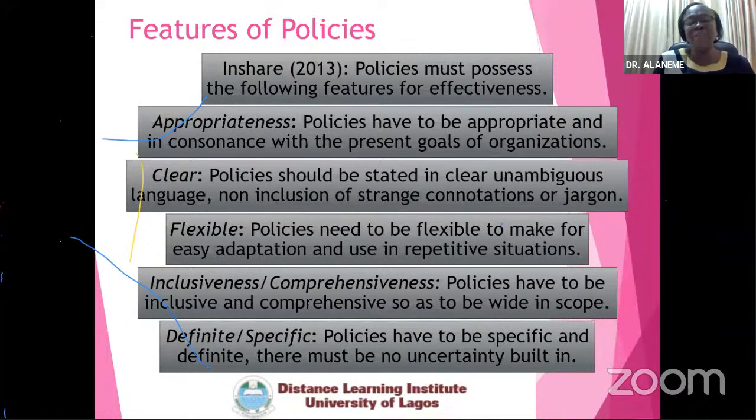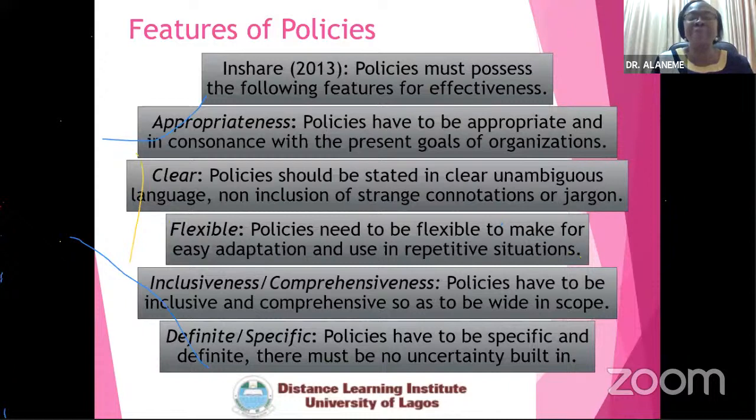Now, inclusiveness and comprehensiveness. Business policy should have that feature of inclusiveness and comprehensiveness. Policies have to be comprehensive so that they will be wide in scope. You don't make statements that people will not understand and interpret well, which will limit them. It must be comprehensive enough such that you will understand every bit of it. You don't leave anything to chance at all.